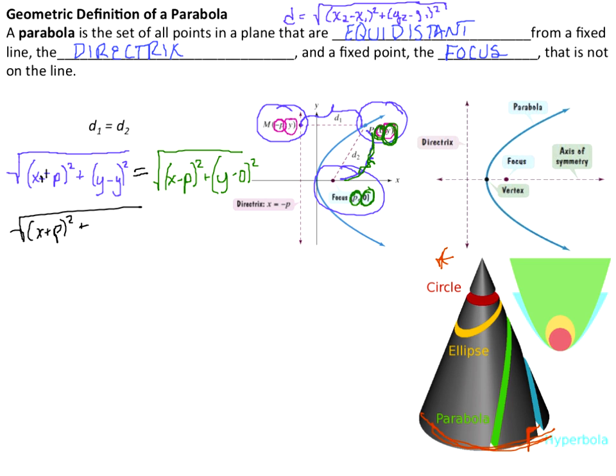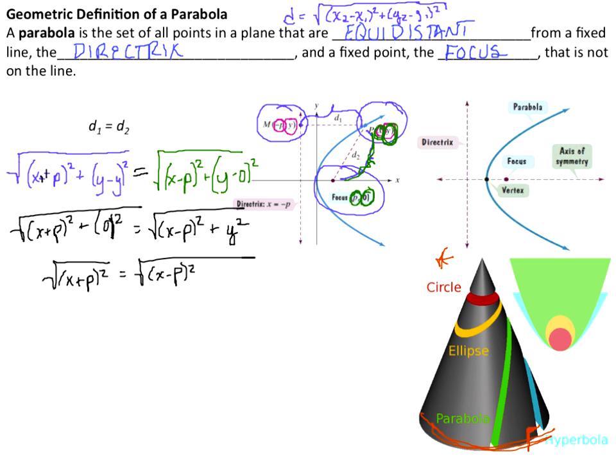The square root of x plus p squared plus y minus y is just 0. That's a 0. Squared equals the square root of x minus p squared plus, well, y minus 0 is just y, so that last term is just y squared. All right, further simplifying. Square root of x plus p squared equals square root of x minus p squared plus y squared. Well, I want to get all of this business out from under that square root so I can actually work with it. So I'm going to square both sides.